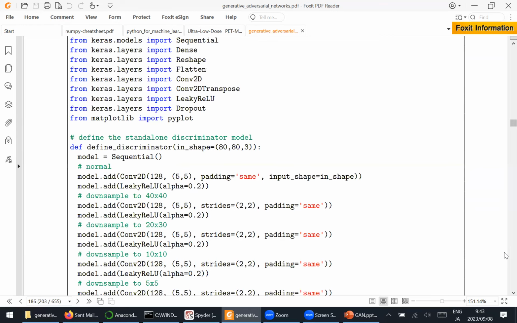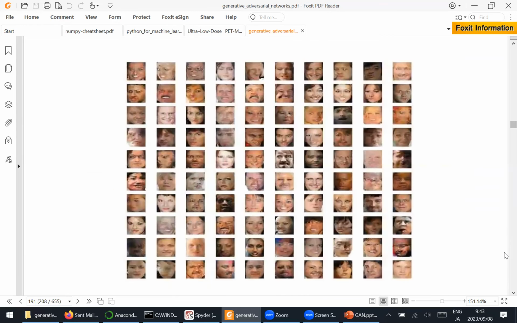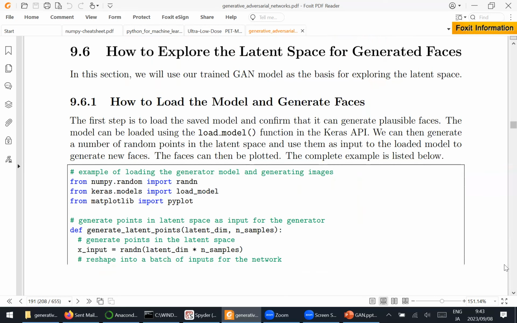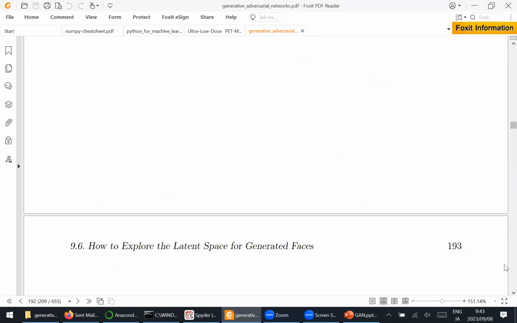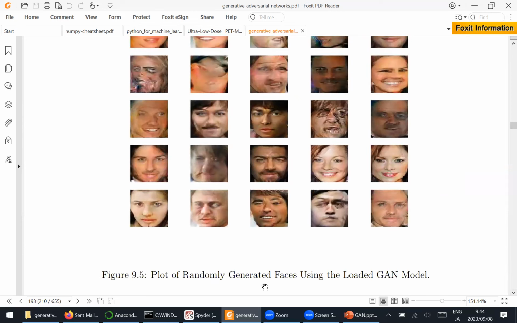So we come down. These are generated faces, from the latent space. These are more randomly generated faces. Some of them look pretty bad. Some of them look pretty real.